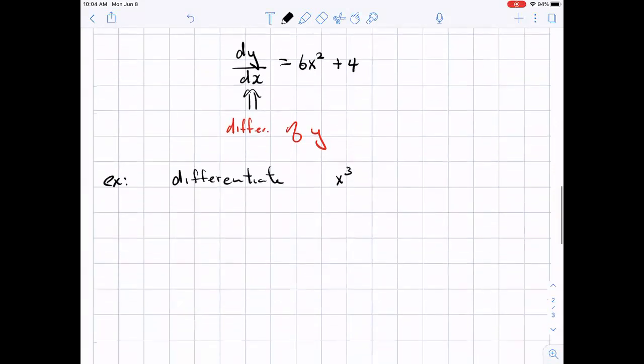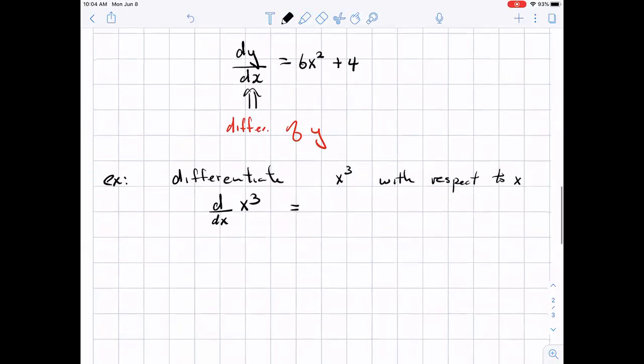okay? So d with respect to x, okay? With respect to x. And it's very important. So d of x cubed with respect to x, d dx. Okay, now these variables should look alike, so I'll make sure that they are alike. So what is this equal to? Well, this here we know is 3x squared.